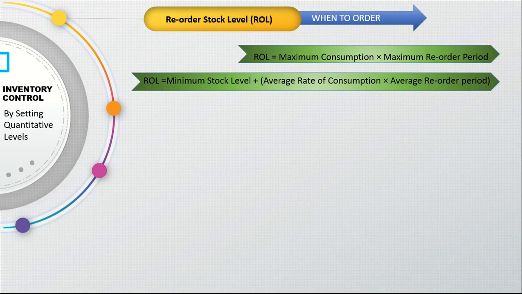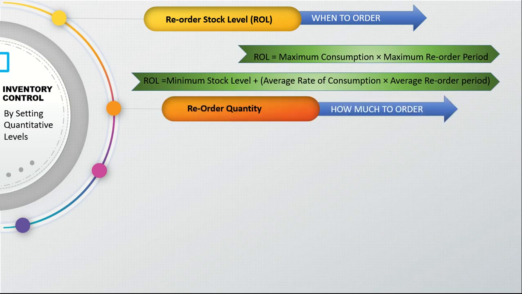ROL equals minimum stock level plus average rate of consumption multiplied by average reorder period. Minimum stock level equals the minimum stock level that must be maintained all the time. Average rate of consumption equals the average rate of material consumption in production activity. It is also known as normal consumption or usage. Average reorder period equals the average time to get an order from the supplier to the stores. It is also known as normal period. Reorder period is also known as lead time.